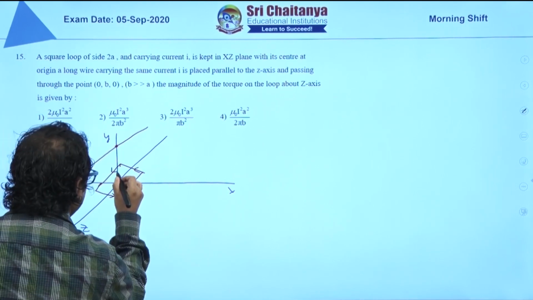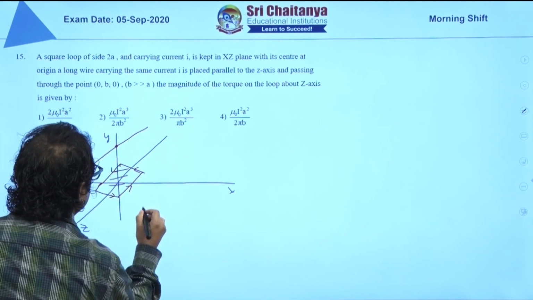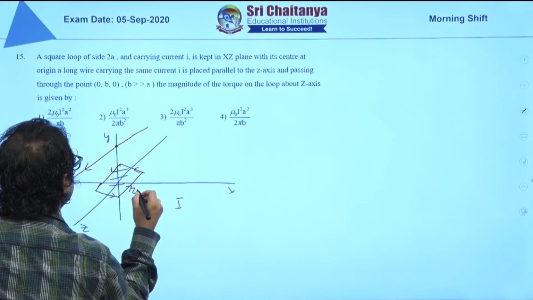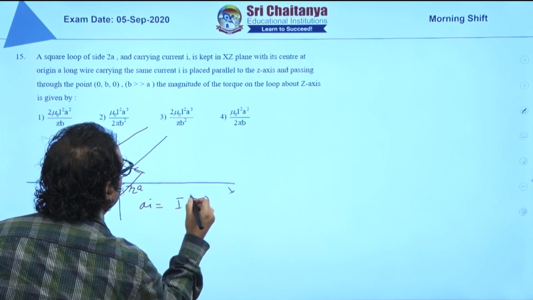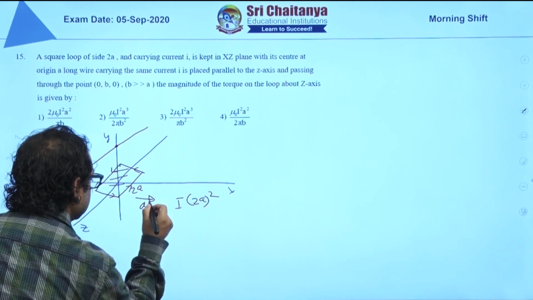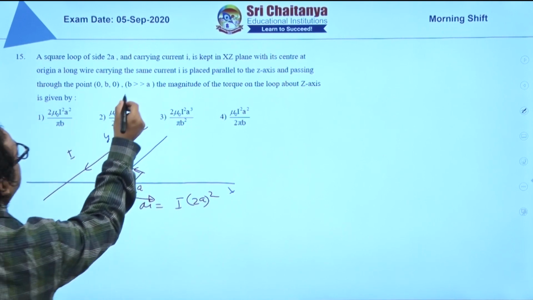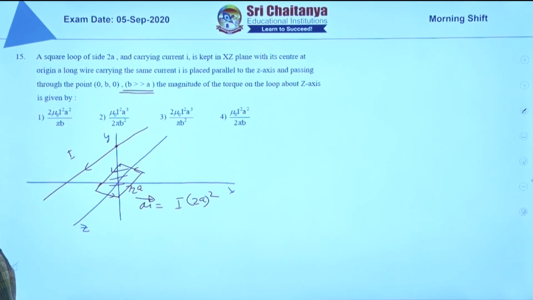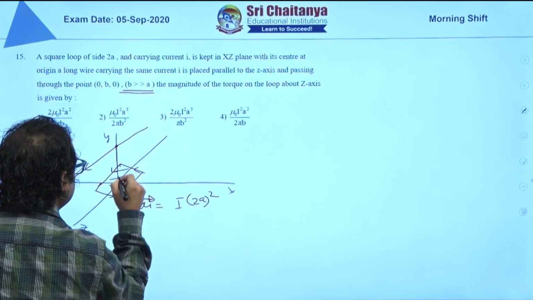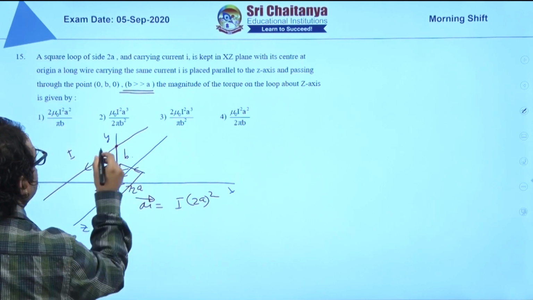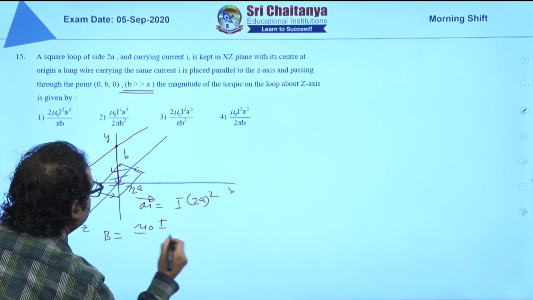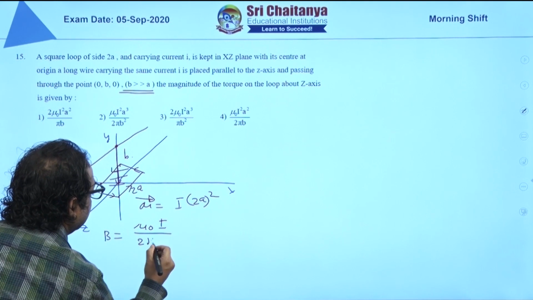Then definitely, what is the dipole moment of this one? So, the dipole moment is current into area. The length of the side is twice A, so the area is twice A whole square. So, this is your dipole moment vector. Here it is given that B is much greater than A. So, basically the distance is B, here to here the distance is B. So, what is the magnetic field? B is nothing but mu naught I divided by twice pi into B.